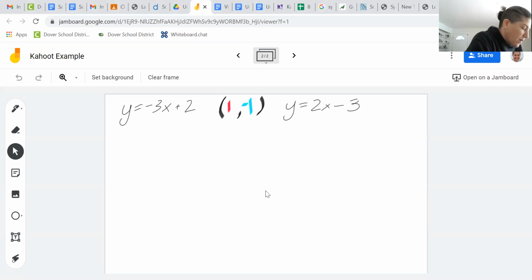So, okay, I'm going to take the equation on the left, y equals negative 3x, and I'm going to put big open parentheses there, plus 2. Okay, it's a little messy, but you get the idea. Negative 3x plus 2. Why did I leave that big space there? Because that's where the x is going to go. What's the x value? It's 1, right?